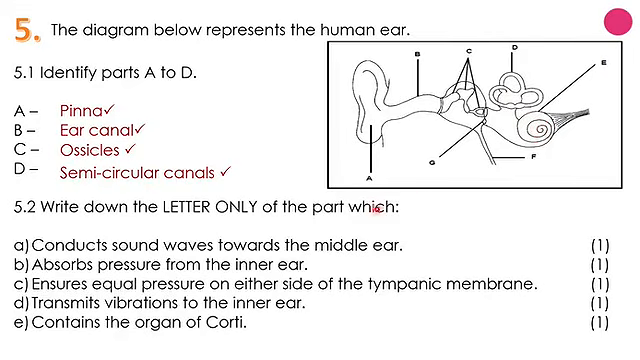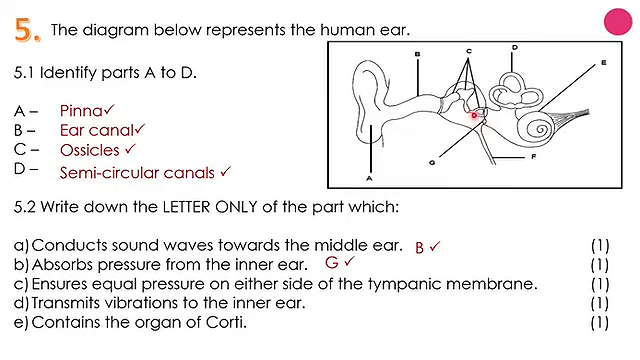Right, so write down the letter only, the letter of the part which conducts sound waves towards the middle ear. So what part conducts the sound waves to the middle ear? I wonder if you guys can get the answer of this one. It is of course B that conducts it to the middle ear. Which one absorbs the pressure from the inner ear? That is G. The pressure of the inner ear is of course your round window.